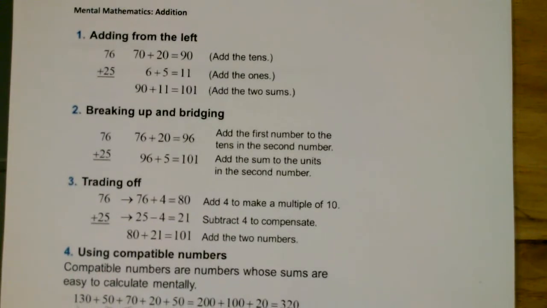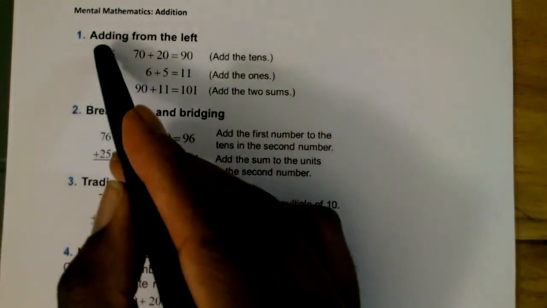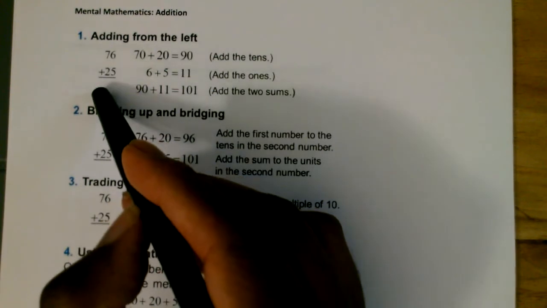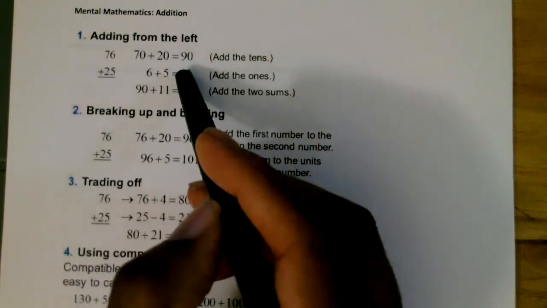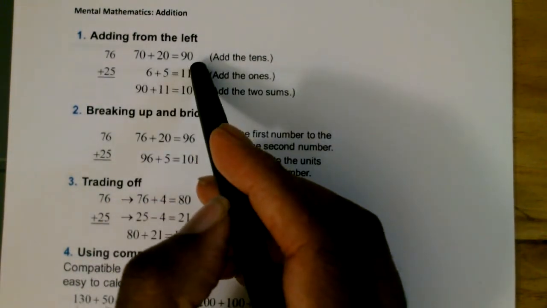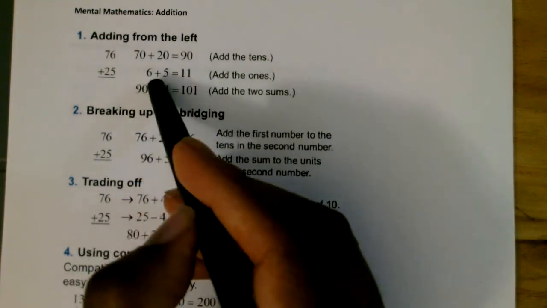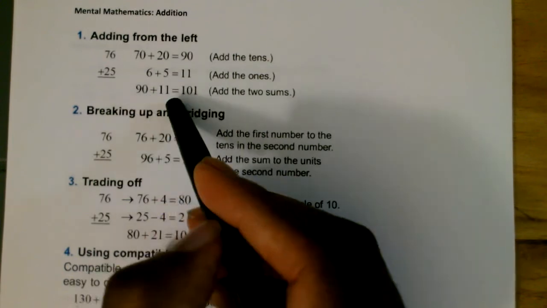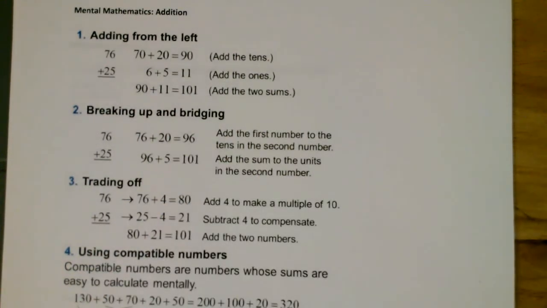One of them is adding from the left, like 76 plus 25. So here we take the digits in the tens place, which is 7 and 2, that represents 70 and 20. Add those together, that gives you 90. And then add the 6 and 5, that would give you 11. And add these two sums. 90 plus 11 would be 101.